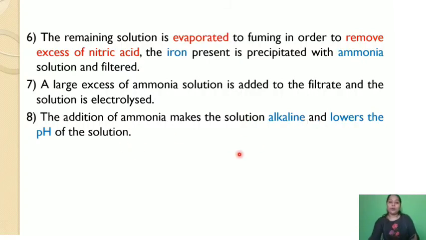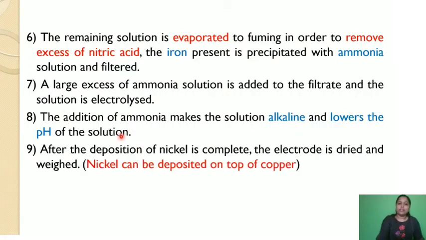Copper is separated in strongly acidic solution, and nickel is separated in alkaline solution. So an excess of ammonia solution is added to the filtrate and the solution is electrolyzed. After the deposition of nickel is complete, the electrode is dried and weighed.